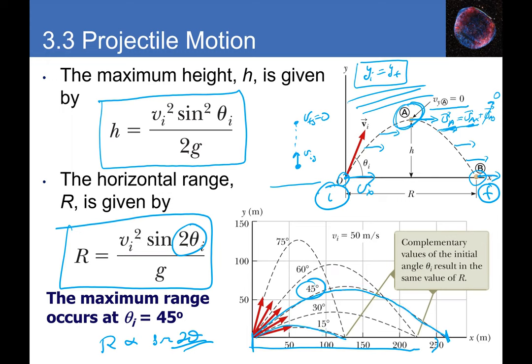15 degrees, you reach here. 30 degrees, you reach there. But at 45, you reach, I don't know, let's say 270 or something meters. But if you increase above 45, for example, 60, now you come back and get less range. 75, you get even less range, and things like that. That means 45 is the maximum range you can get.